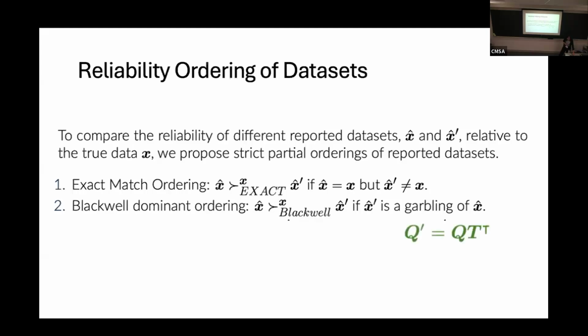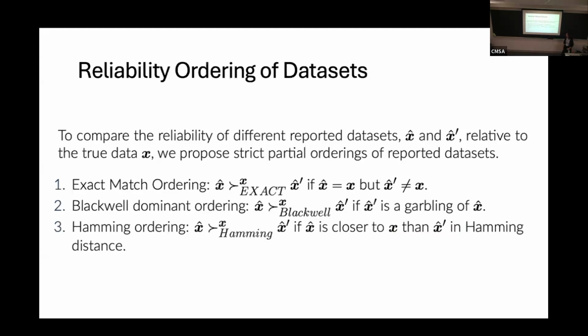What this means is that if x hat prime is a garbling of x hat, then the Q matrix associated with x hat prime, denoted as Q prime, equals the Q matrix associated with x hat times a column stochastic matrix, because that's the garbling process. So there exists some matrix T such that this is a column stochastic matrix.